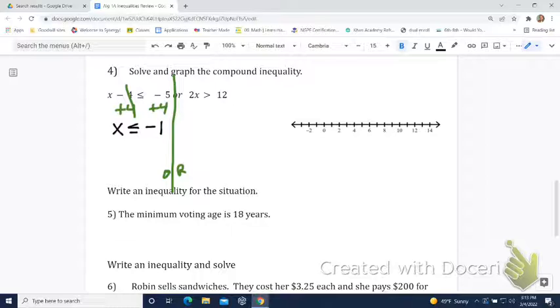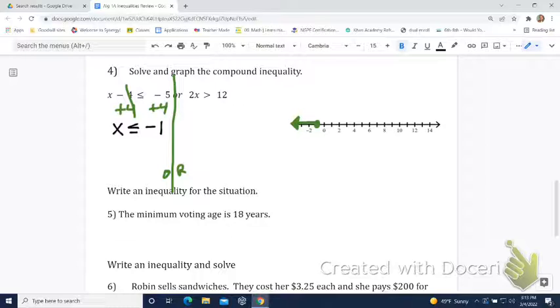There's my first one. So with an or situation, I can go ahead and graph that now. So I would have a solid circle at negative 1. Remember, that's going to be between 0 and negative 2, not to the left of negative 2. And less than that would be coming back this way.